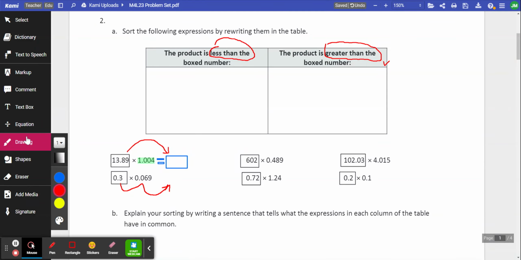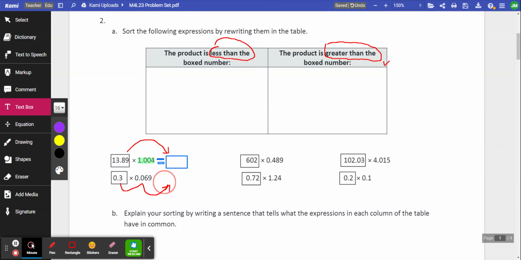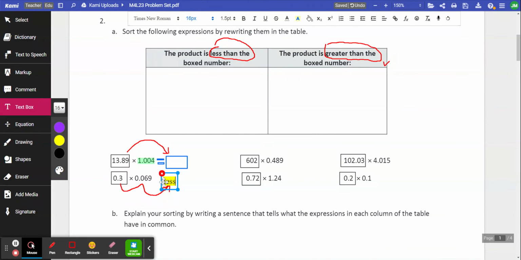And you know what I would start doing? I'm going to write something. The answer will be less than the number on the box. And this will be more than the number on the box. And then we'll place them in the correct boxes there.